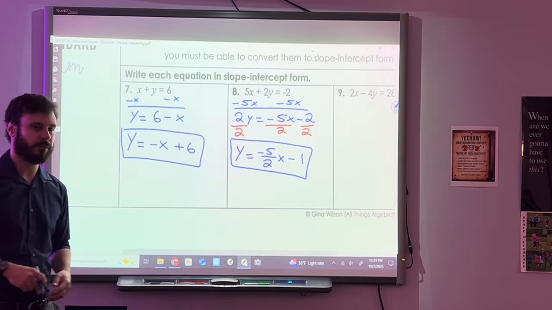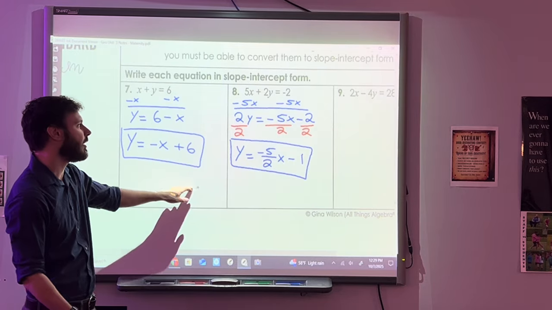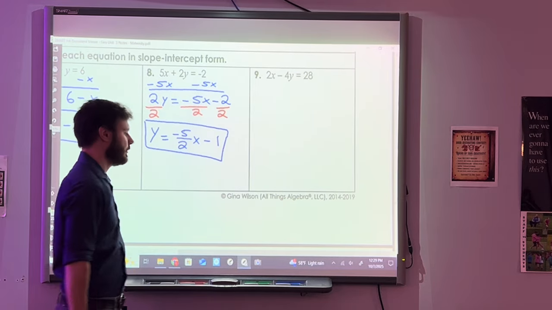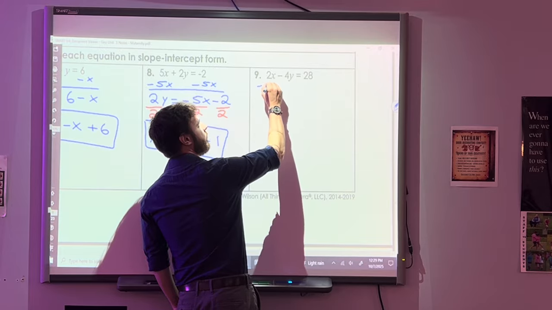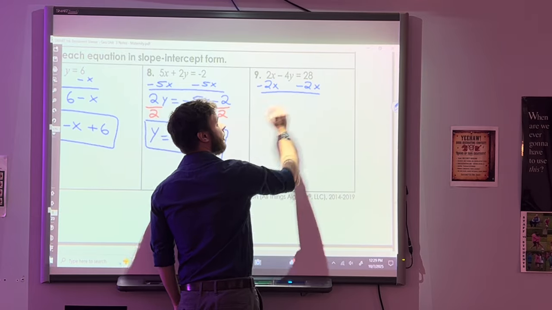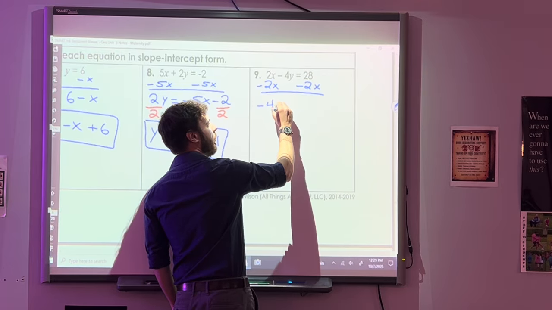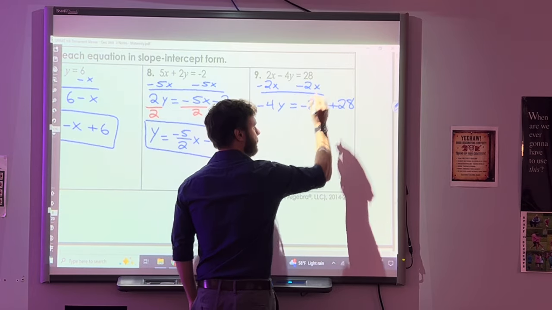There, my slope is negative 5 over 2. Keep it like that. Keep it as a fraction. We want it as a fraction anyway. Slope is a fraction. And then this one, I have to subtract, negative 4y, negative 2x plus 28.